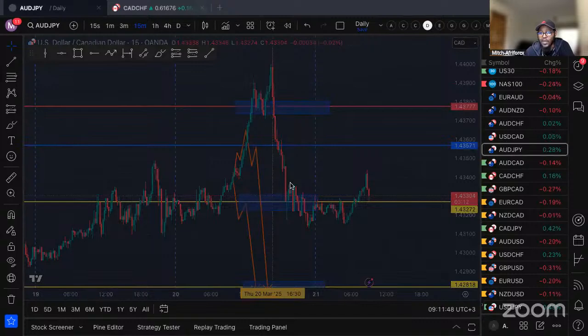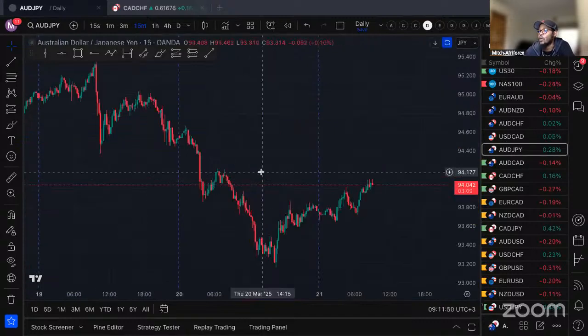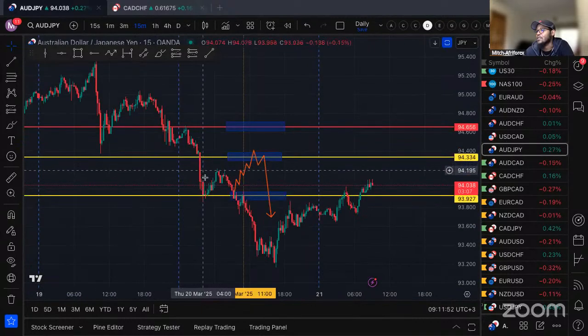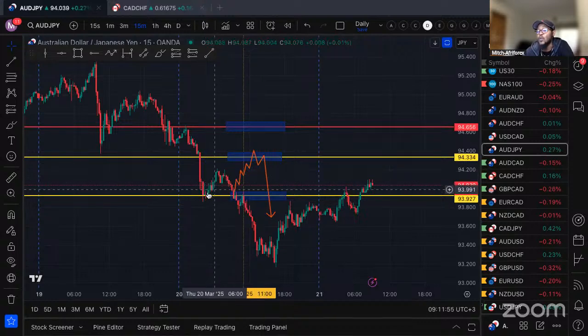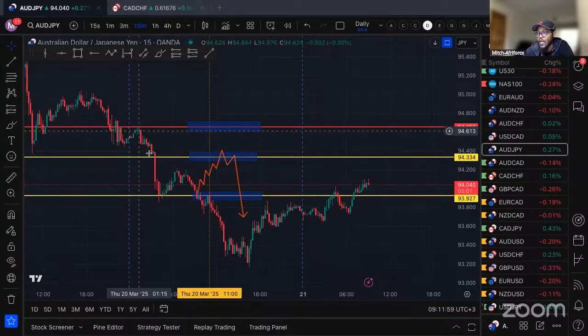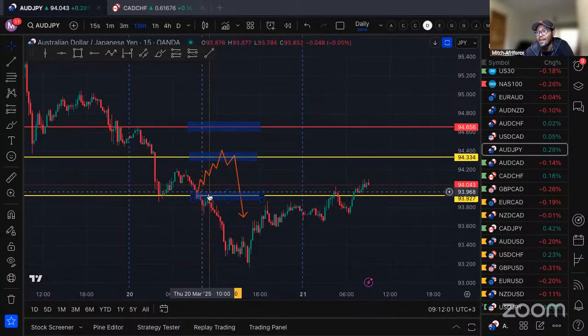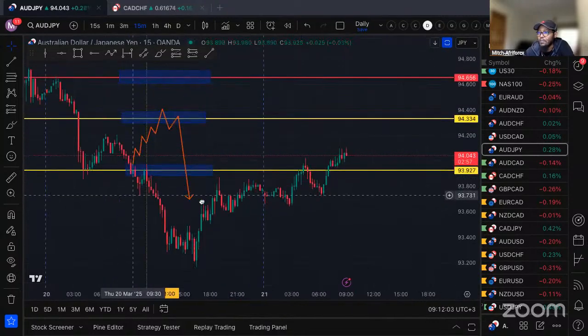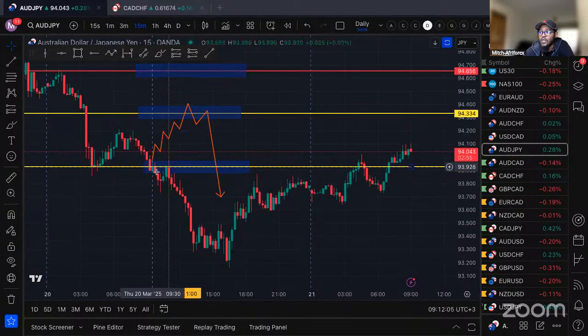Now, last but not least, the pair that we did have yesterday that we're not going to be looking at today is the Australian dollar against the Japanese yen. It seems the Australian dollar did show quite a bit of weakness during the Asian session, as well as during the London session, because you can see once the price did manage to break this area to the downside, the price was within this bias area. So we're hoping to get a pullback to come in, but it seems that was not the case. The price did manage to break to the downside.